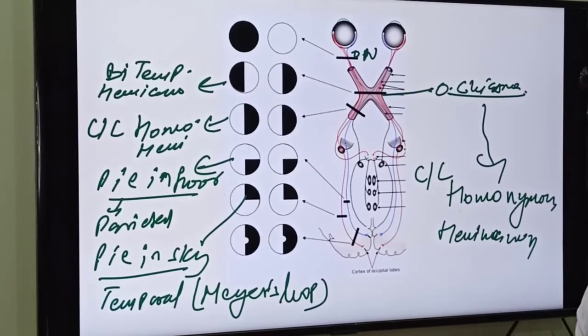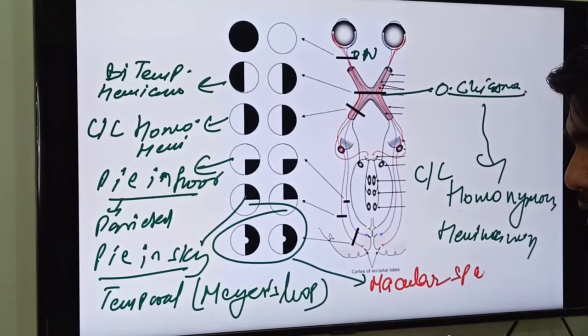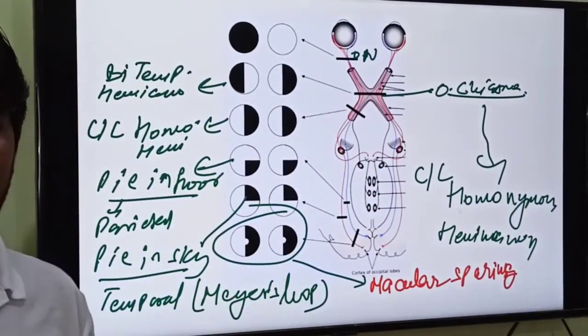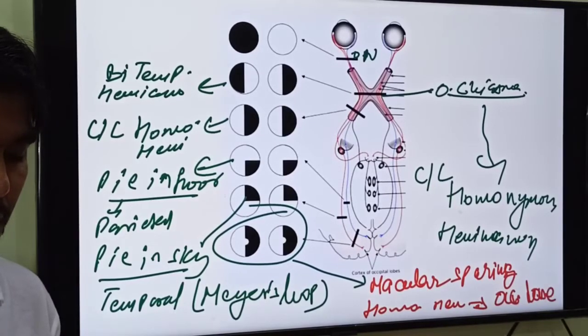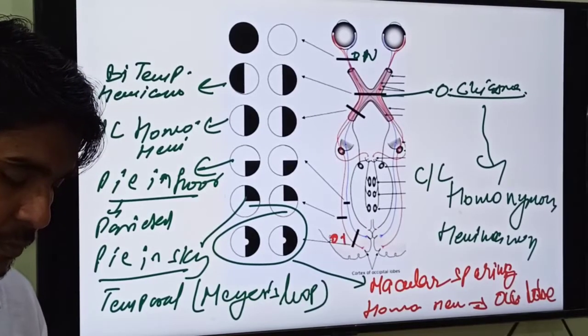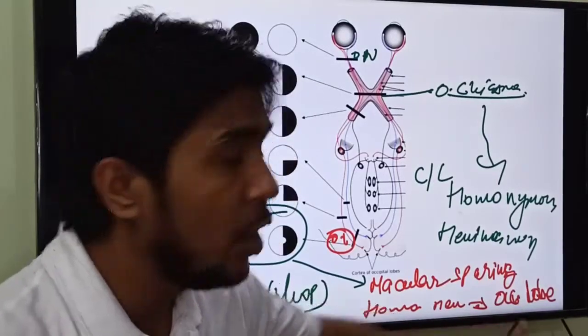Now this one is very important. What do we call it? We call it macular sparing. See here, the macula is spared. Macular sparing homonymous hemianopia. The lesion is in the occipital lobe. This is the occipital lobe. The macular sparing homonymous hemianopia lesion is in the occipital lobe.